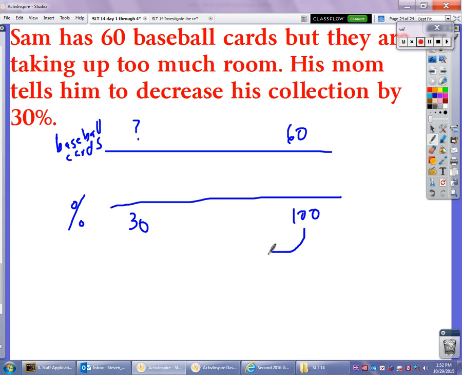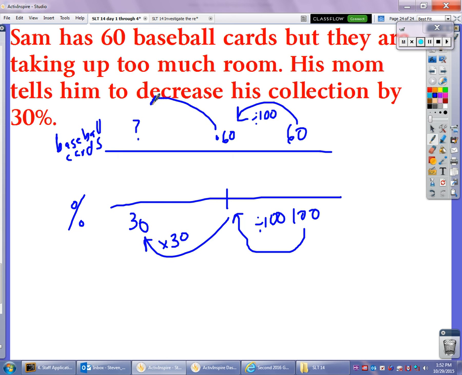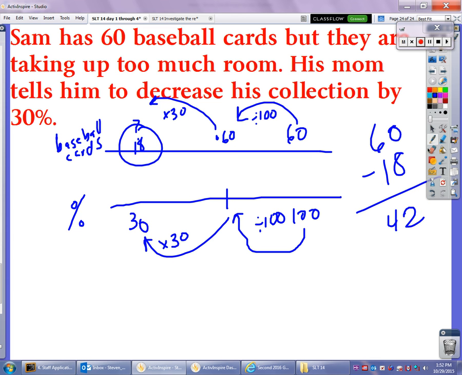So I don't know something that gets us directly back from 100 to 30, so I'm going to bring it back to 1 by dividing by 100 and then multiplying by 30. If I do that same thing up here, divide by 100, and then multiply by 30, you will get 18. Same answer we got before. But remember, that 18 is the 30%, and it's decreasing by 30%. So we still have to take the total and decrease the 30% to get what's left, which is 42 baseball cards.